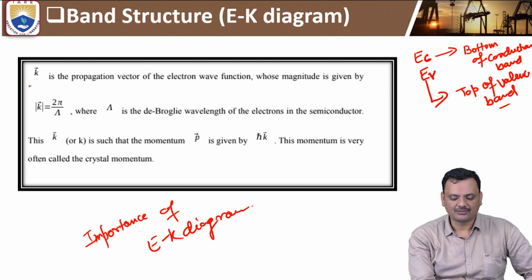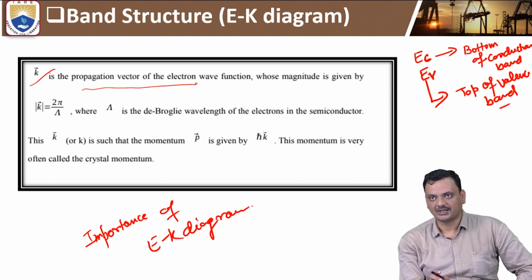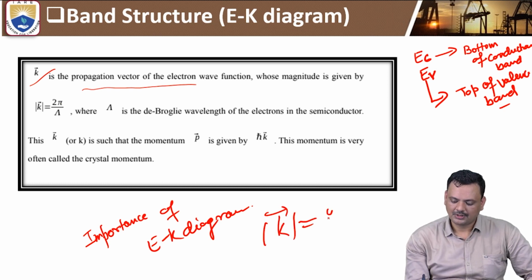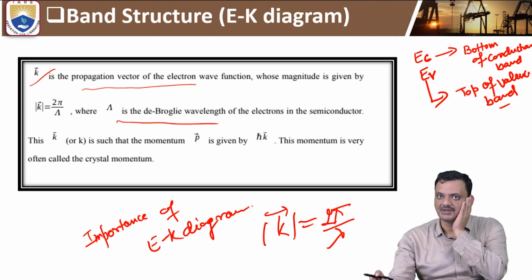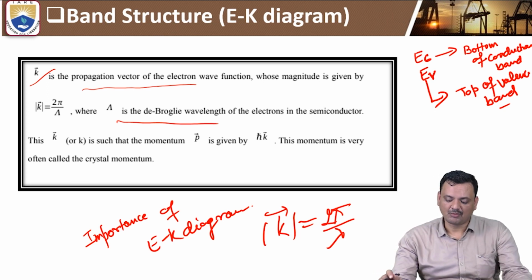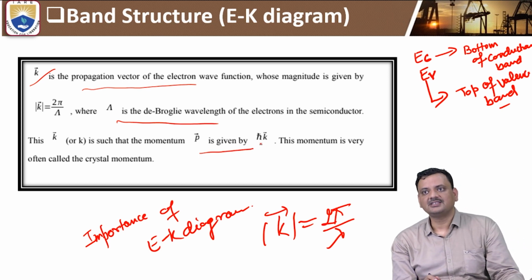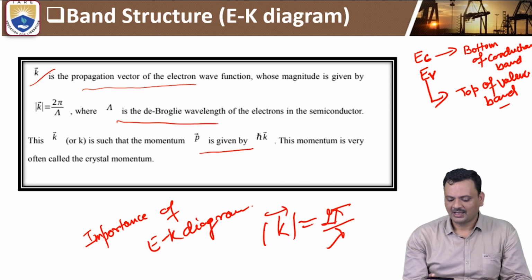Now K, what is K? K is the propagation vector of the electron wave function, whose magnitude is given by 2 pi by lambda, where lambda is de Broglie wavelength of the electron in semiconductor. This K is such that momentum P is given by h cross K. This momentum is very often called crystal momentum.